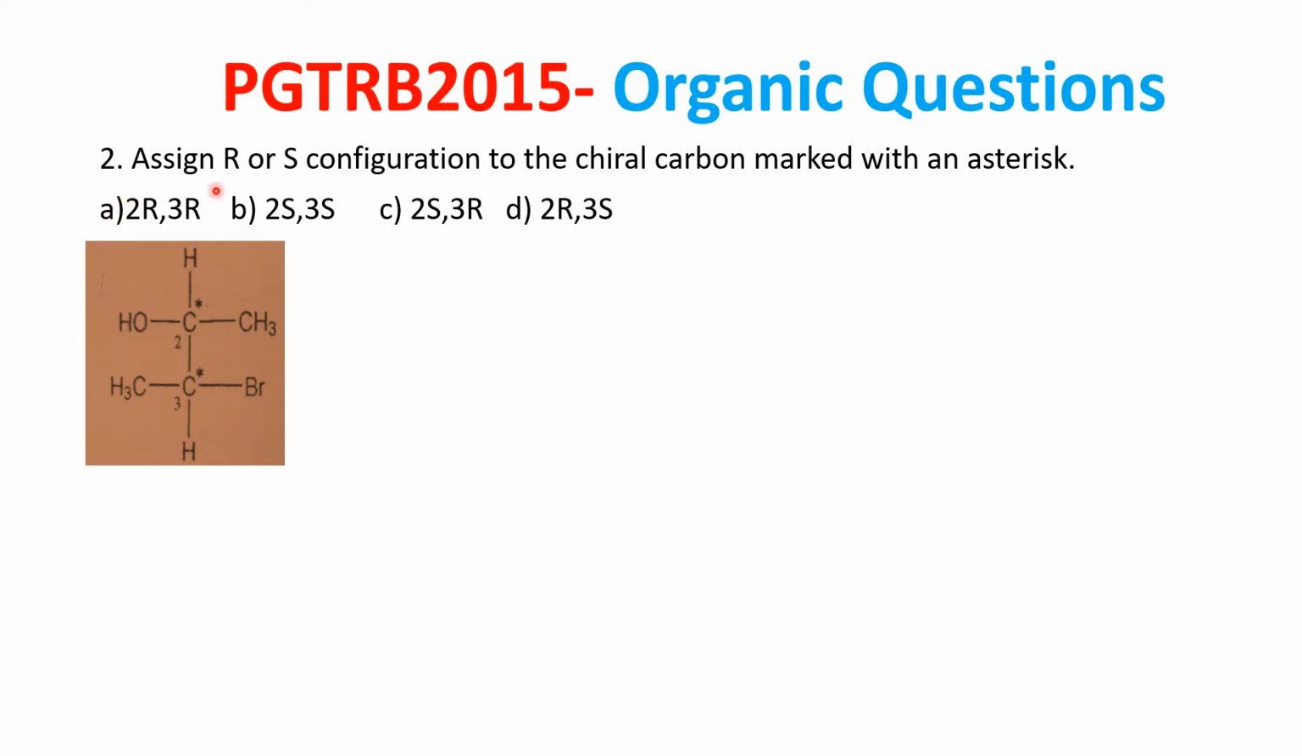Today we are going to see a PGTRB 2015 organic question. The question is: assign R or S configuration to the chiral carbon marked with an asterisk. Here the asterisks are on the second carbon and the third carbon, marked as second and third, so it is very easy for us.